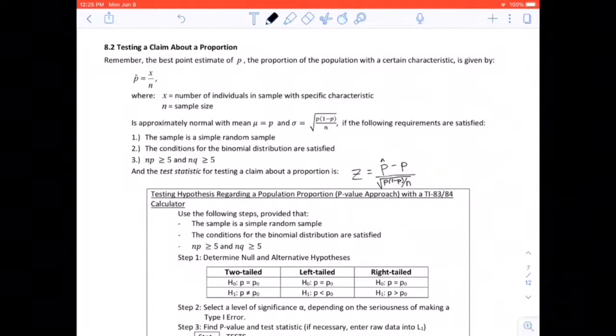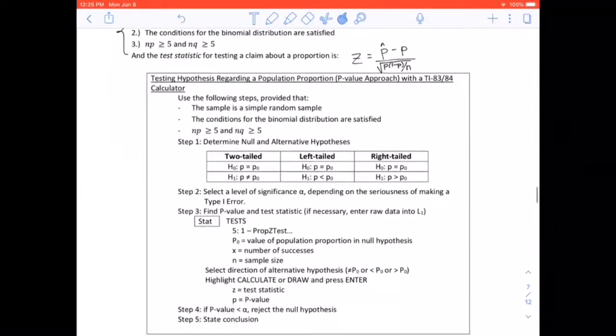So first thing is the sample has to be a simple random sample. The second is that the conditions for the binomial distribution are satisfied, and n times p and n times q are both greater than or equal to 5. And the test statistic for testing a claim about a proportion is z equals p hat minus p divided by the square root of p times 1 minus p divided by n.